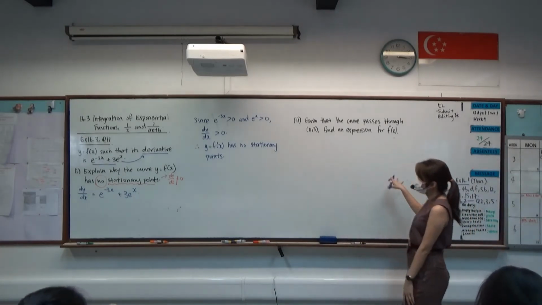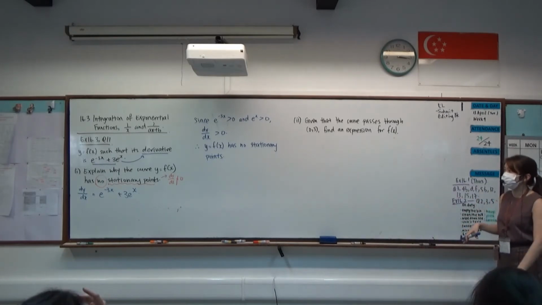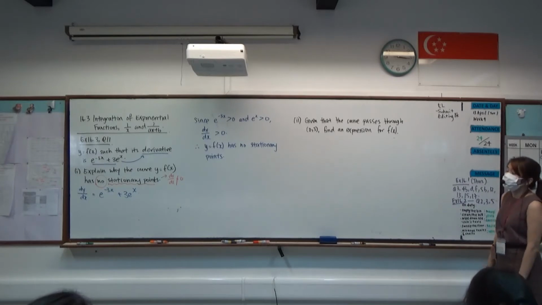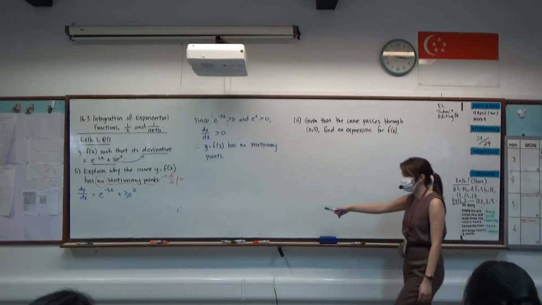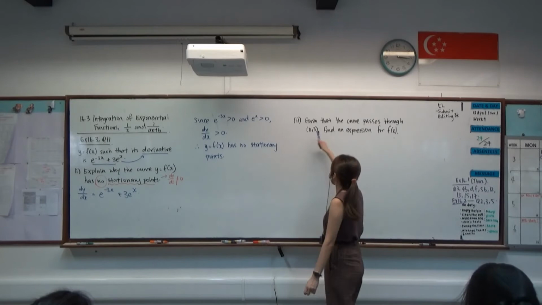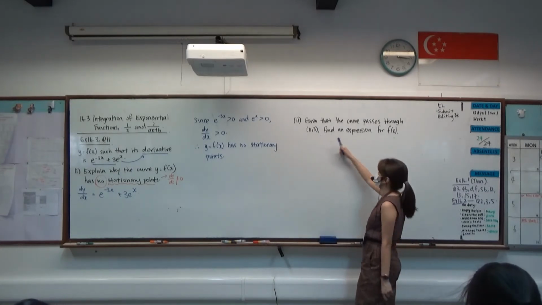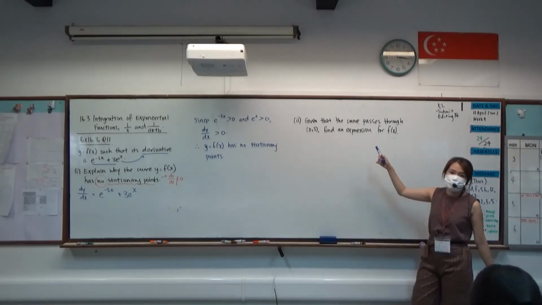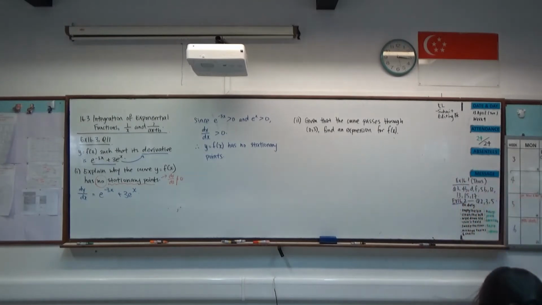Okay, so going to part 2, given that the curve passes through (0, 3), we want to find the expression for f(x). That means we have to integrate our dy over dx, and subsequently put in the point here, which we just covered. Then we will be able to get f(x). Could I give you just 5 minutes to solve this question? Figure out what f(x) is.